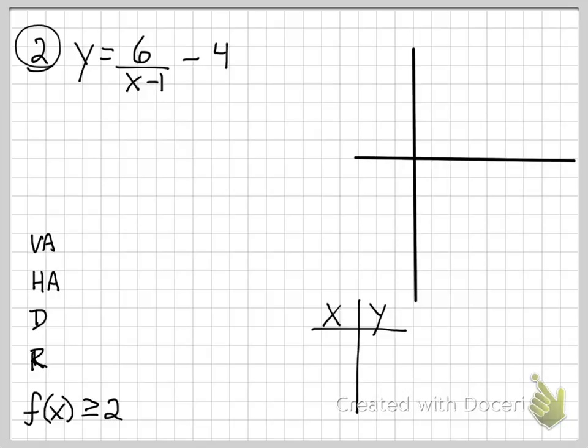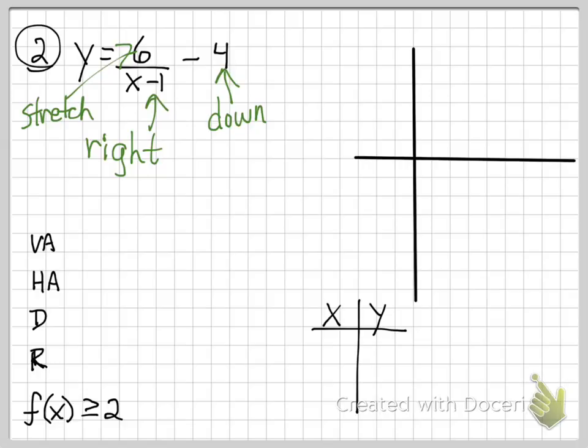Number 2. Again, a parent function. First, look at the transformation. The 4 is a negative on the outside, so it's going down. It's going to affect our y's. The 1 is inside with the x, so we do the opposite. So we're going to go to the right. The 6 on top tells us it's a stretch. Remember, it's 6 times taller.